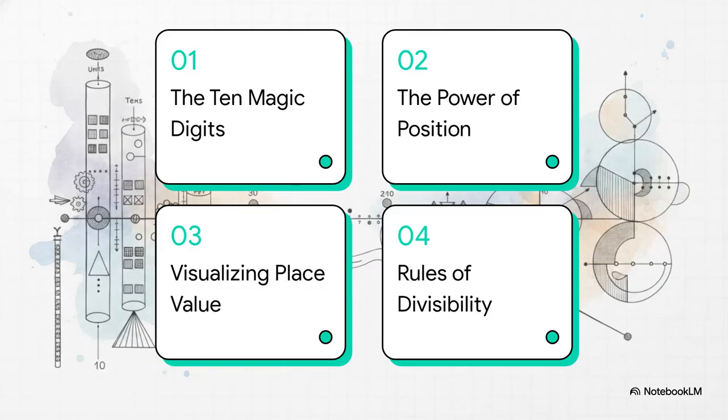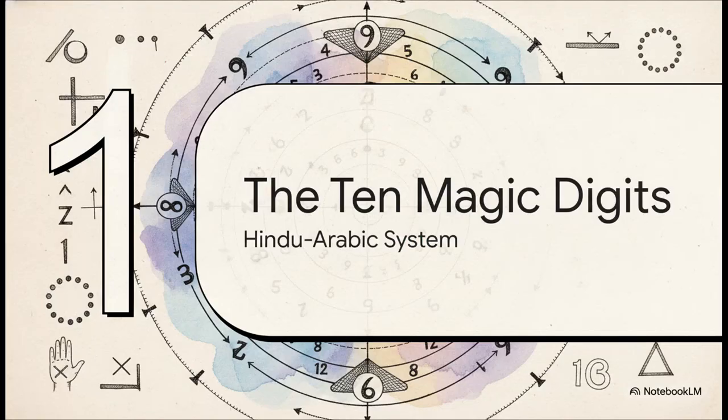So, here is our roadmap for this explainer. 1. The 10 magic digits. 2. The power of position. 3. Visualizing place value. And 4. Rules of divisibility.